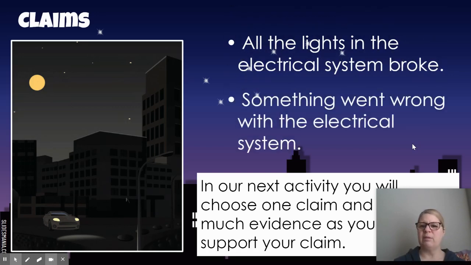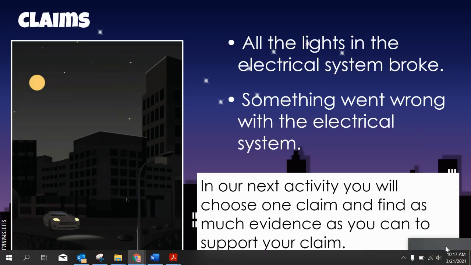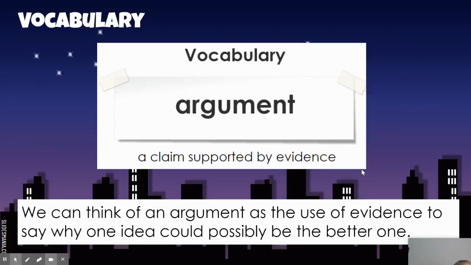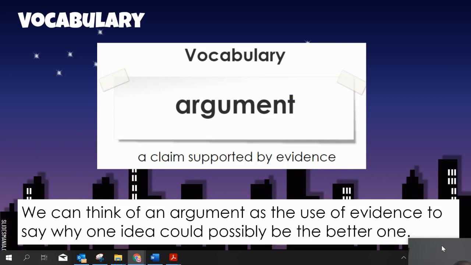And our second claim is something went wrong with the electrical system. So to review, in our next activity, we're going to choose one of these 2, and we're going to find as much evidence as you can to support it. So look at them. I want you to think about these claims before you go on. All the lights in the entire electrical system in the town broke, or possibly something went wrong with the electrical system.